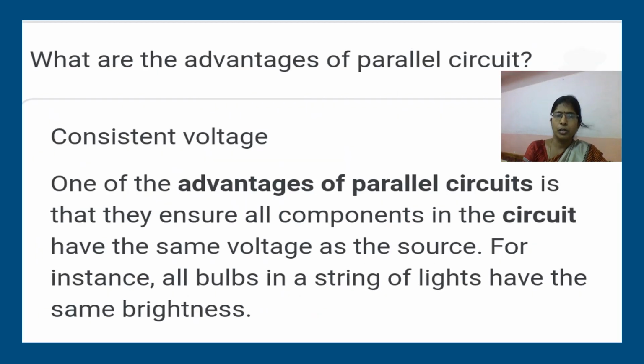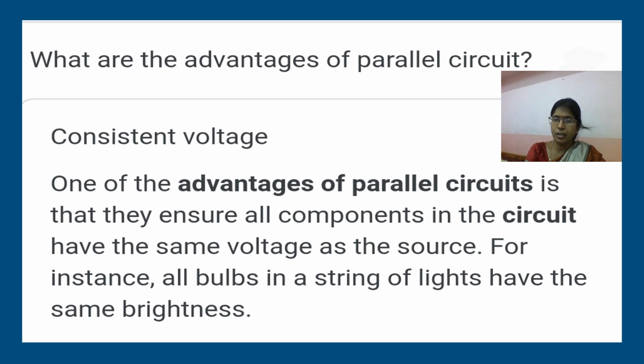Now let's see what the advantages of a parallel circuit are. The main advantage of the parallel circuit is consistent voltage. That is, they maintain the same voltage. A constant voltage is maintained across the circuit. One of the advantages of a parallel circuit is that they ensure all components in the circuit have the same voltage as the source.